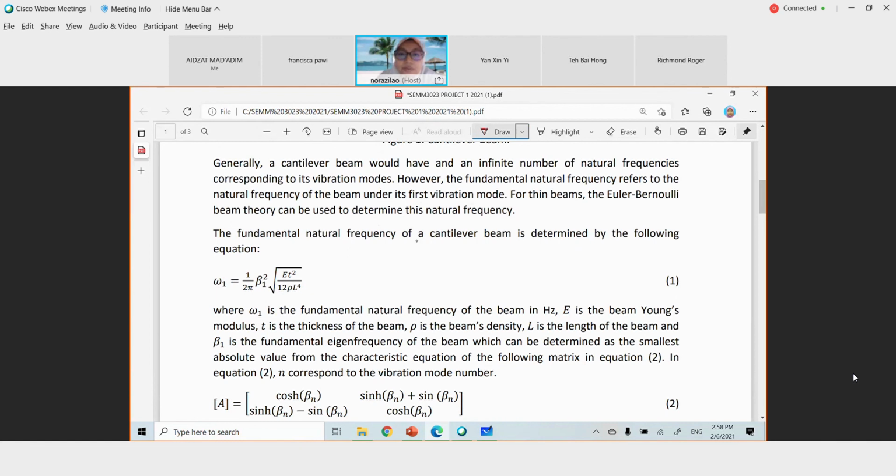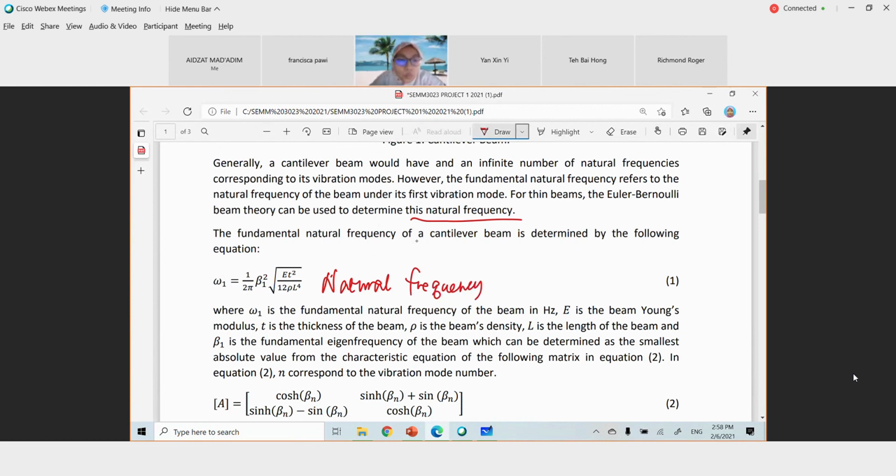Generally, a cantilever beam will have an infinite number of natural frequencies corresponding to its vibration modes. However, the fundamental natural frequency refers to the natural frequency of the beam under its first vibration mode. For thin beams, the Euler-Bernoulli beam theory can be used to determine the natural frequency. The fundamental natural frequency of the cantilever beam is determined by the following equation. So remember, this is the natural frequency.